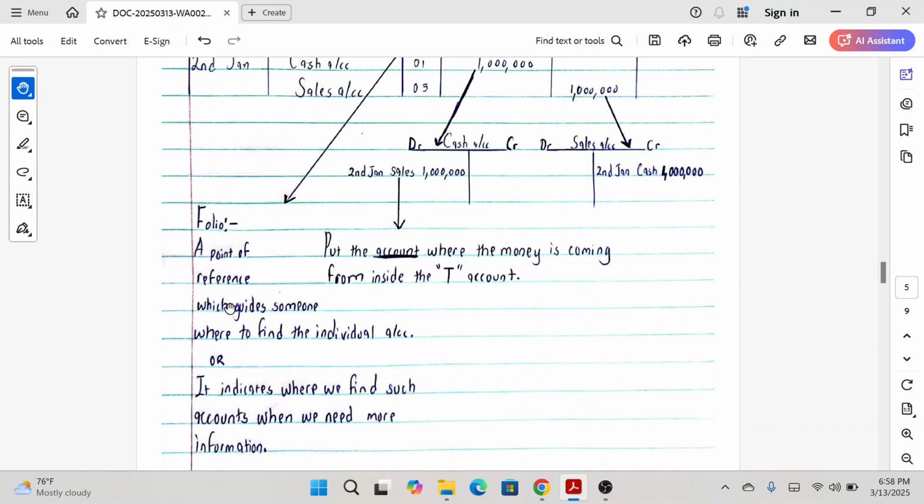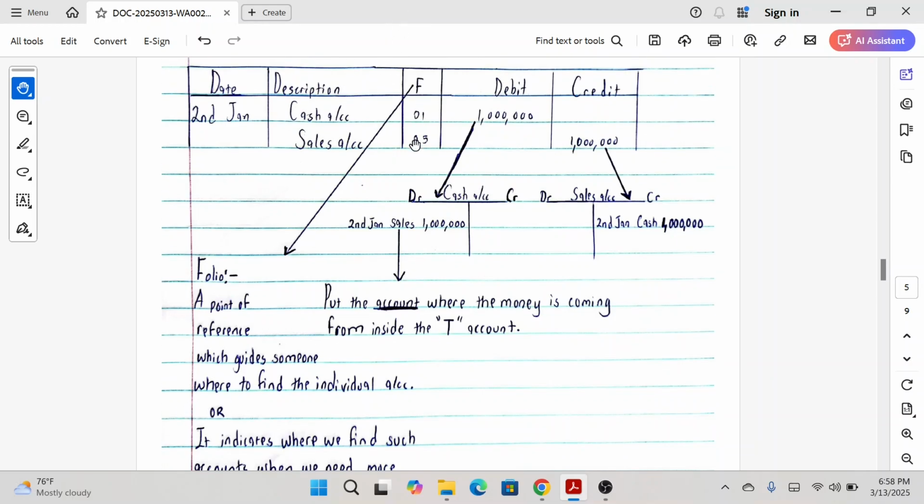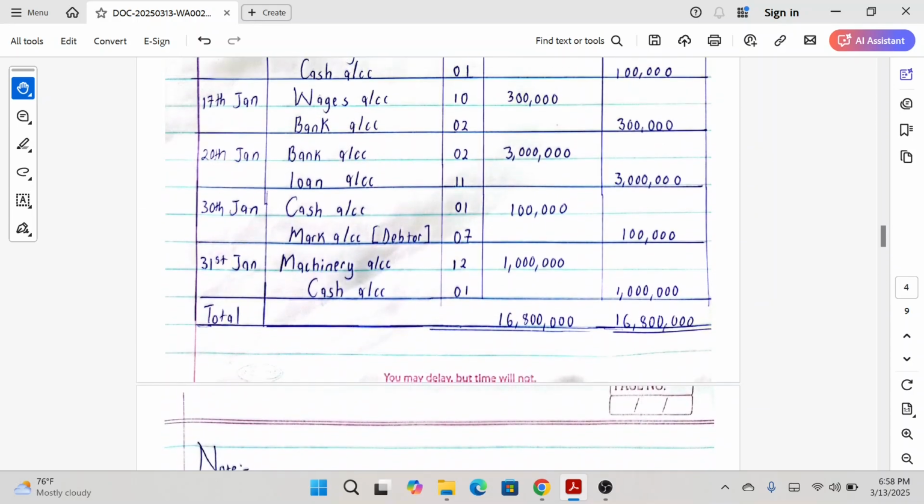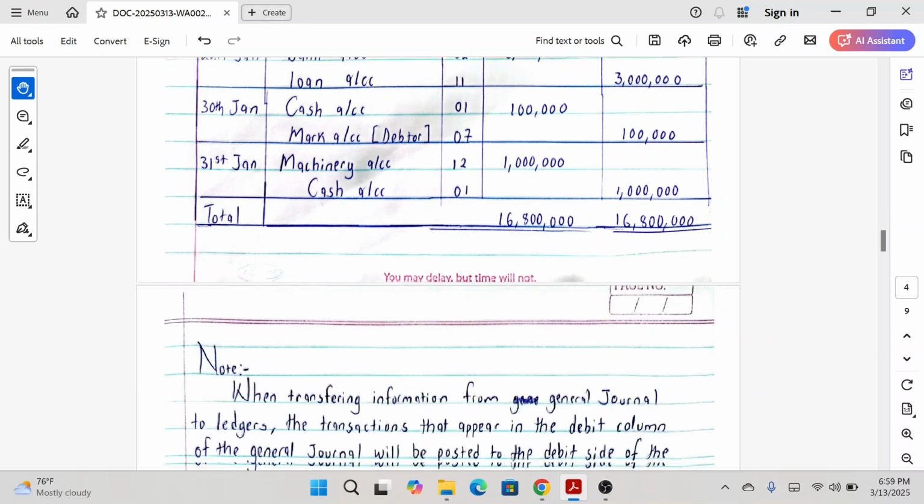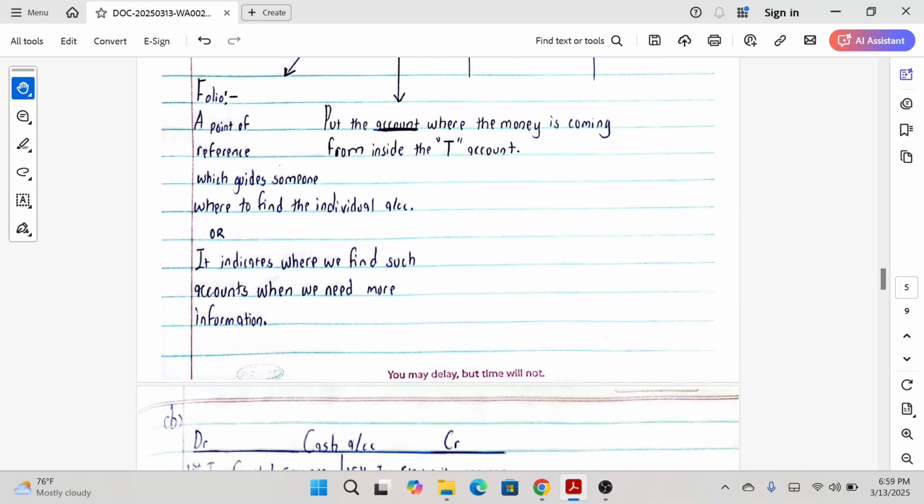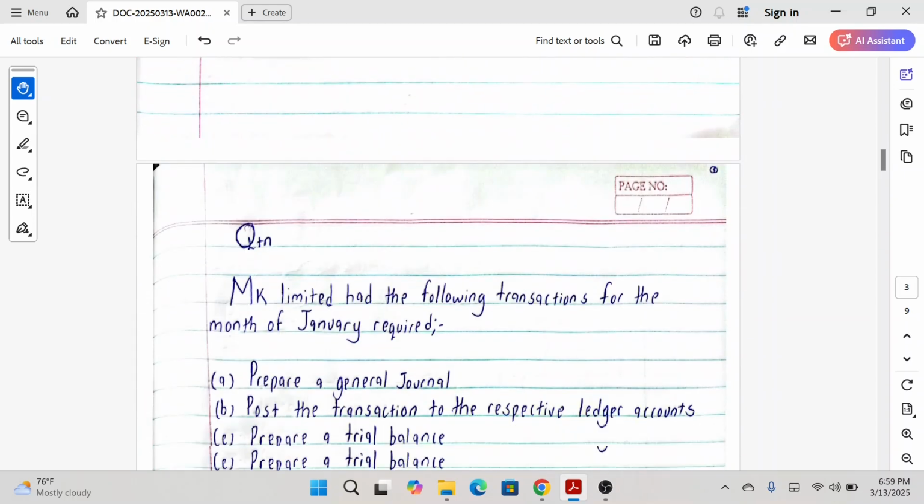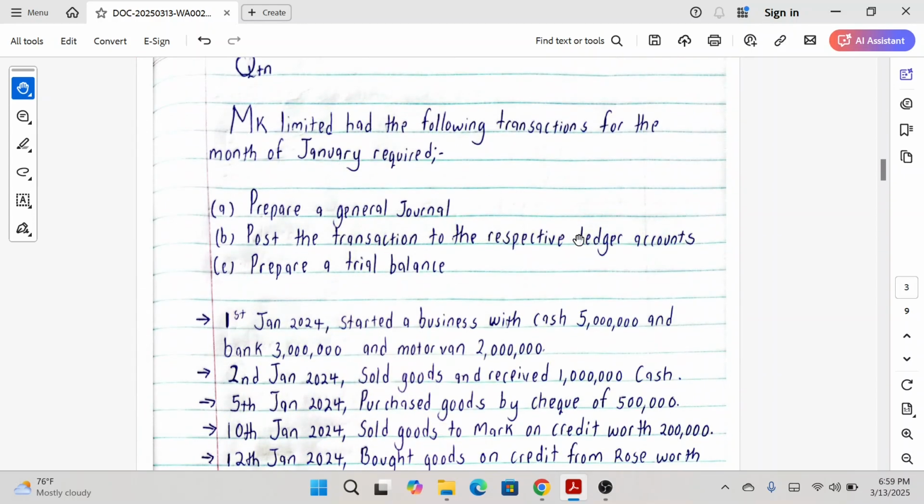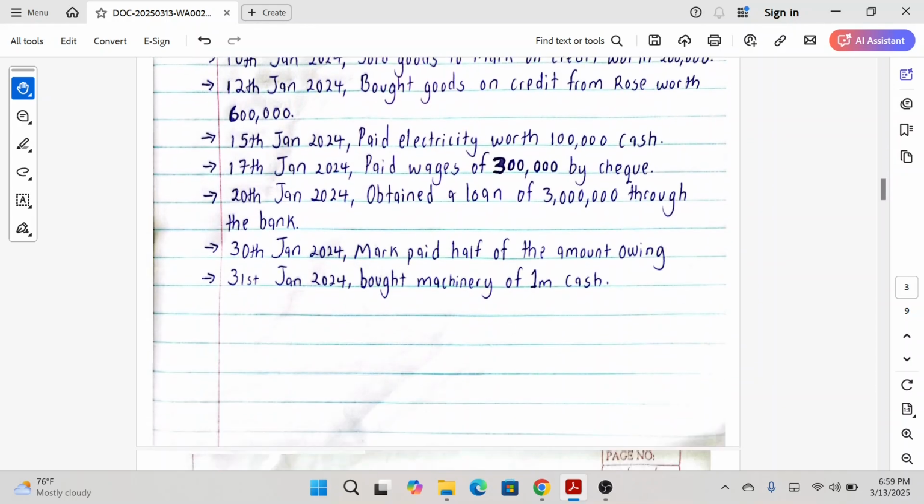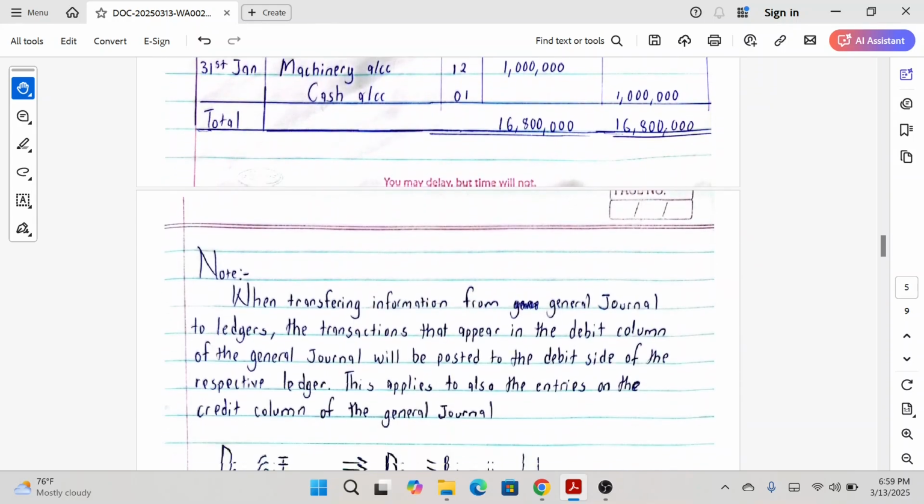I already talked about the folio as a point of reference, which guides someone to where to find the individual account. And I told you as a shortcut, to know the number of T accounts you're going to draw, you can come to the folio and this will show that you shall have 12 T accounts. So now we are going to question part B, which was talking about posting the transactions to the respective ledger accounts. And for the general journal, we know that we are going to be drawing 12 T accounts.